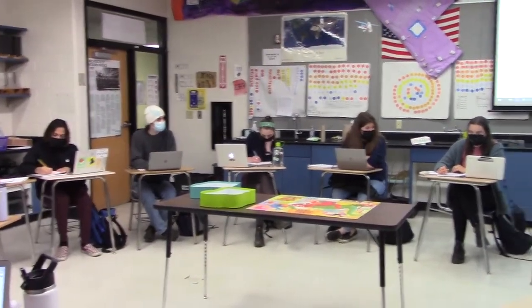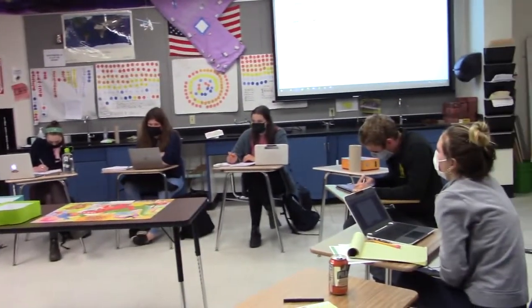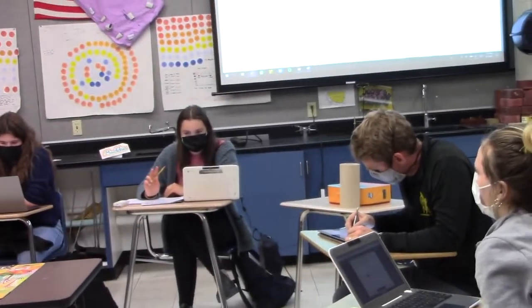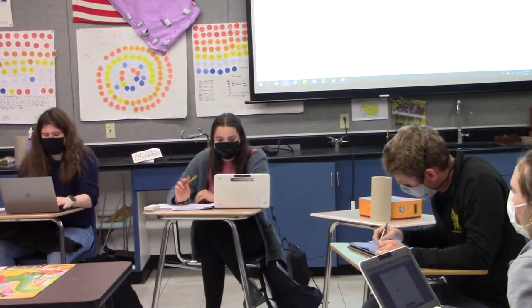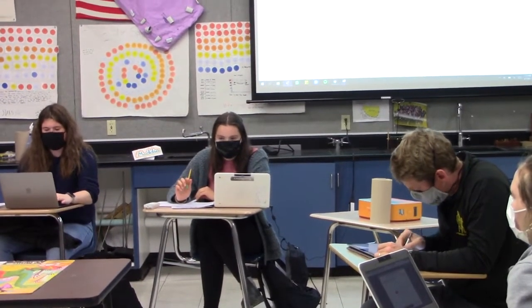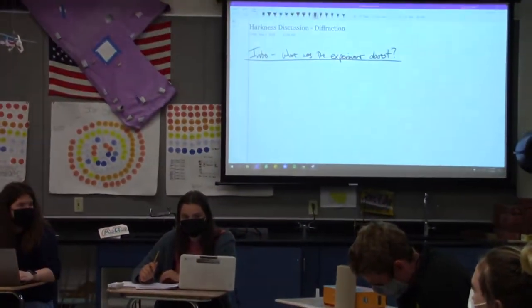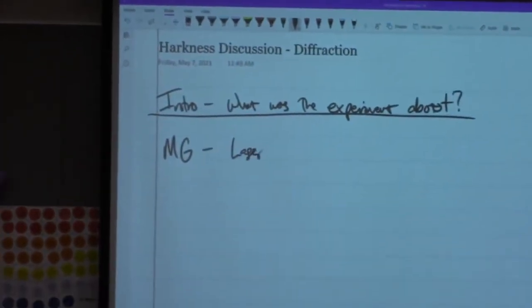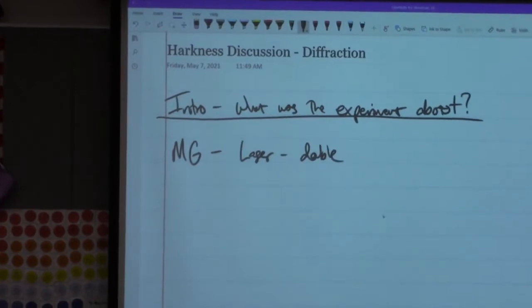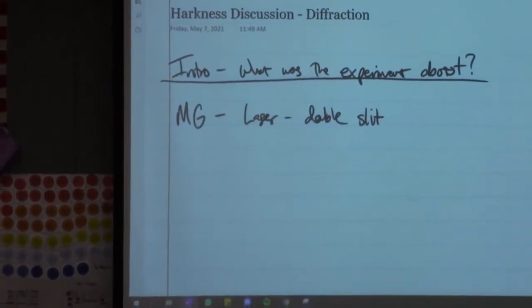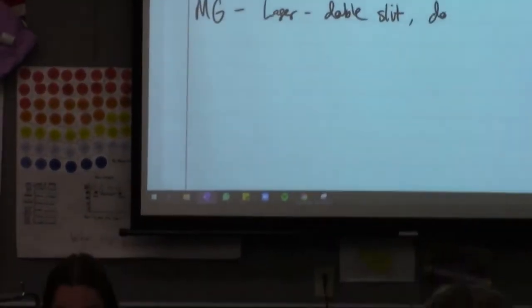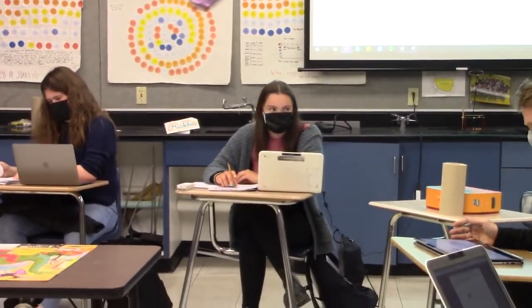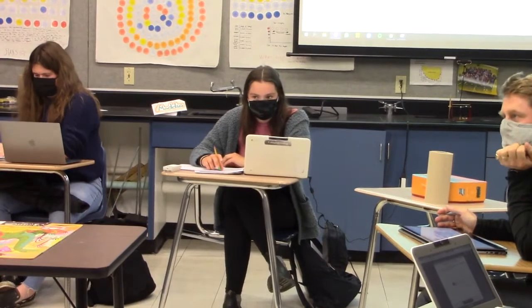We were observing a laser that was projected across the room through two slits, and we found that when the one laser beam went through the two slits, it created a series of dots, like beams of light on the wall, even though there were just two slits. So we were trying to figure out why the two slits created multiple beams of light on the wall.